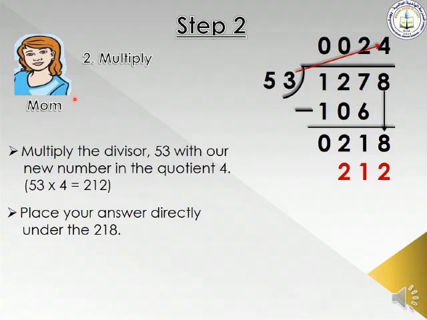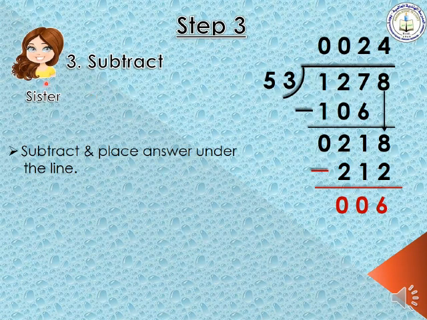Again our mom, that is multiply. Multiply 53 and 4. 53 multiplied by 4 is equal to 212. That 212 you should place under the 218. Then our sister subtracts. Subtract 212 from 218. 8 minus 2, 6. 1 minus 1, 0. 2 minus 2, 0.